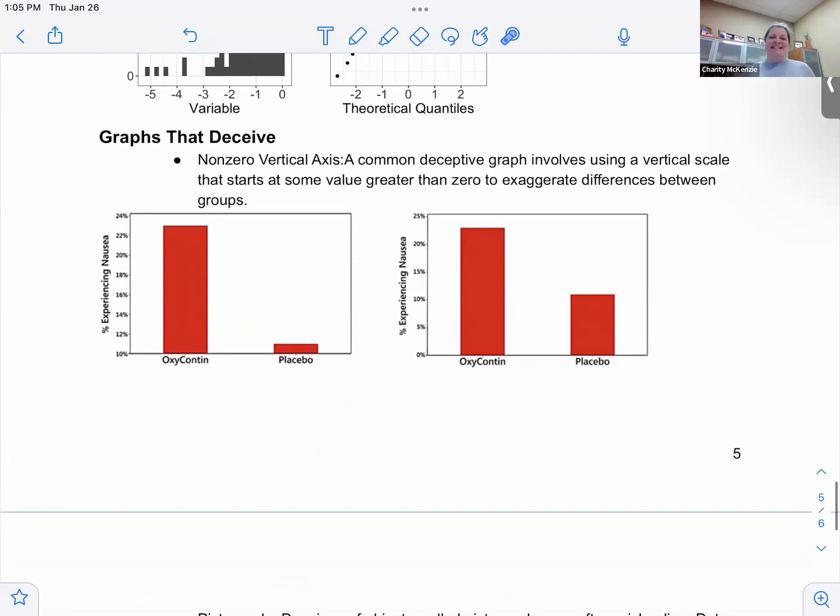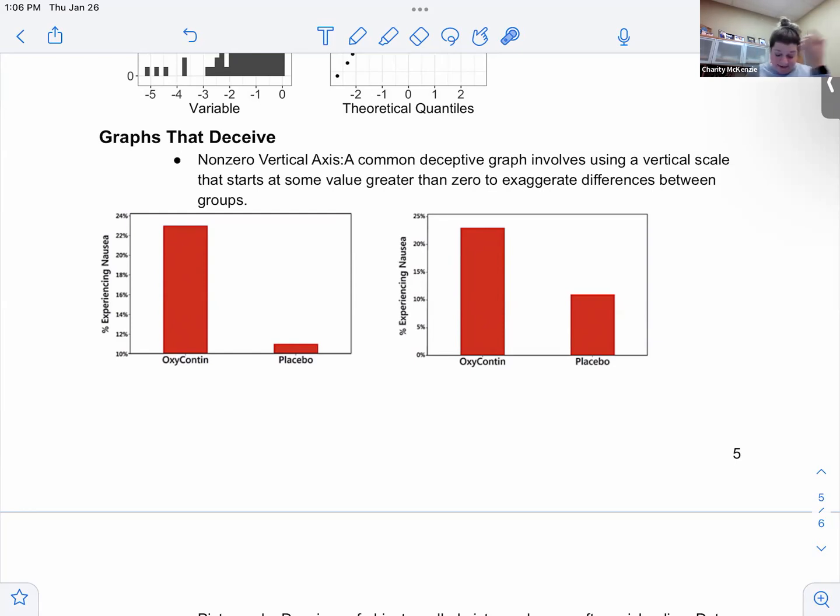So graphs that deceive. All right, we all have been talking about this in stats, especially chapter 1. It's really easy to make stats go in the way you want it to, by the way you word your questions and your data on your surveys, to taking out data that you don't agree with, right? There's lots of things we can do to make our data look the way we want. We can also deceive with graphs.